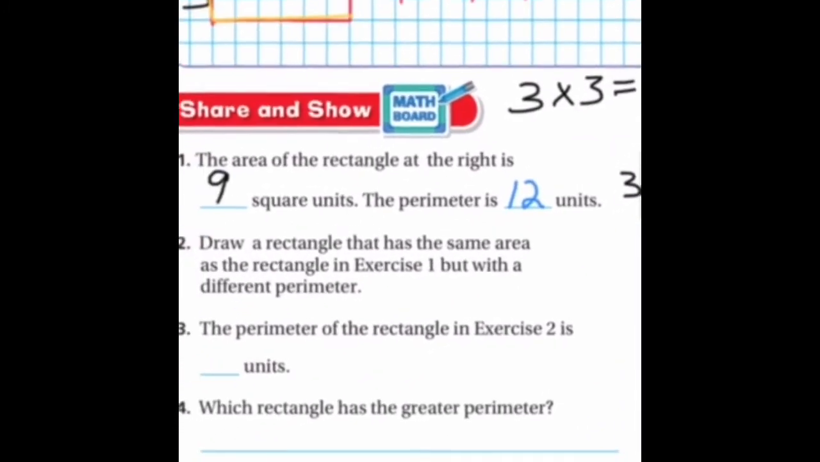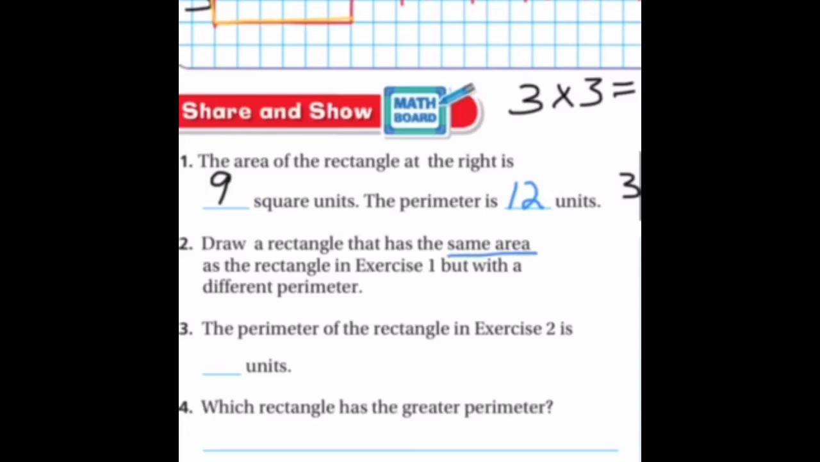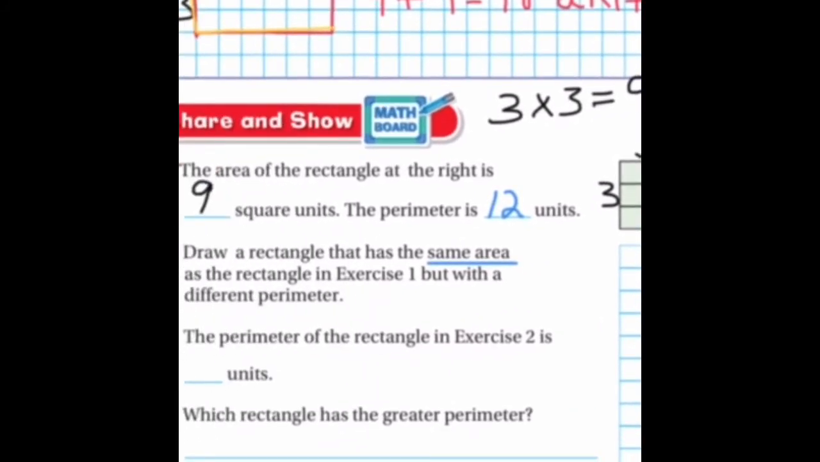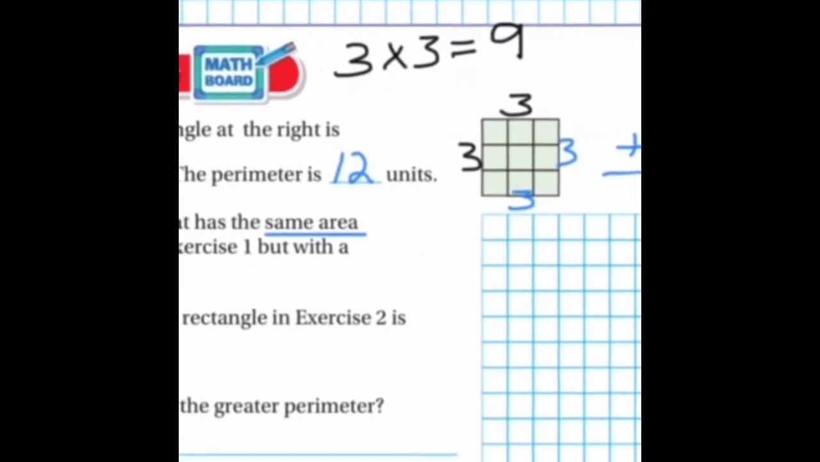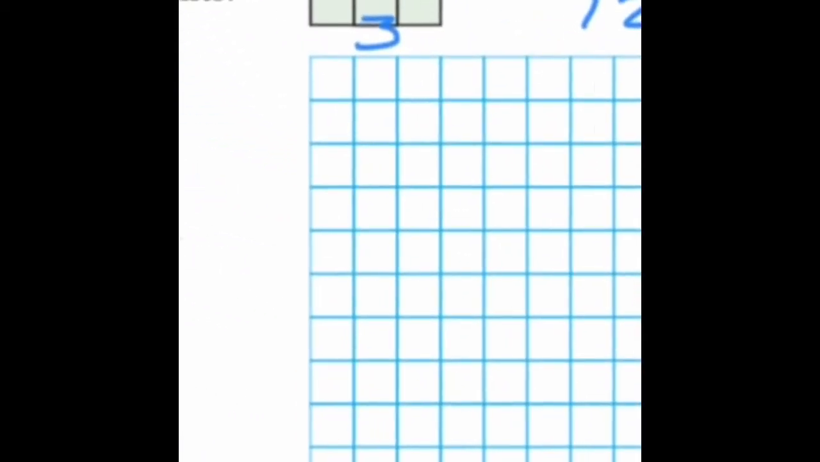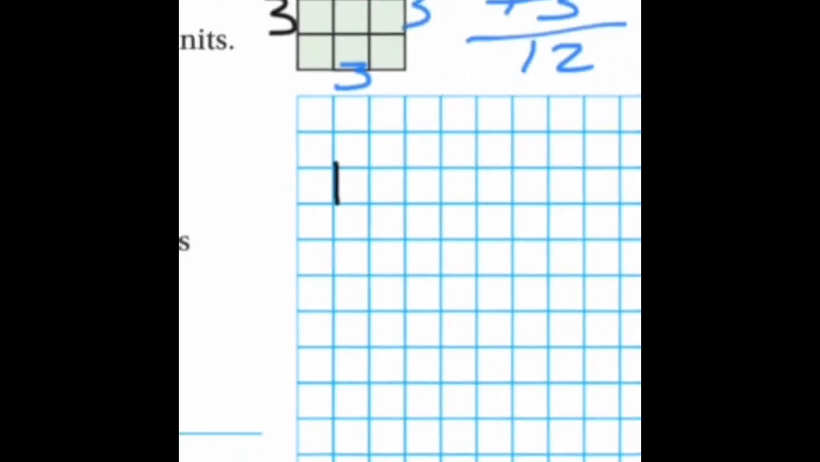Number 2, draw a rectangle that has the same area as the rectangle in exercise 1. So the same area is 9, but with a different perimeter. So I think about, okay, I need an area of 9. Well, I'm just going to start with 1 and do a 1 by 9.